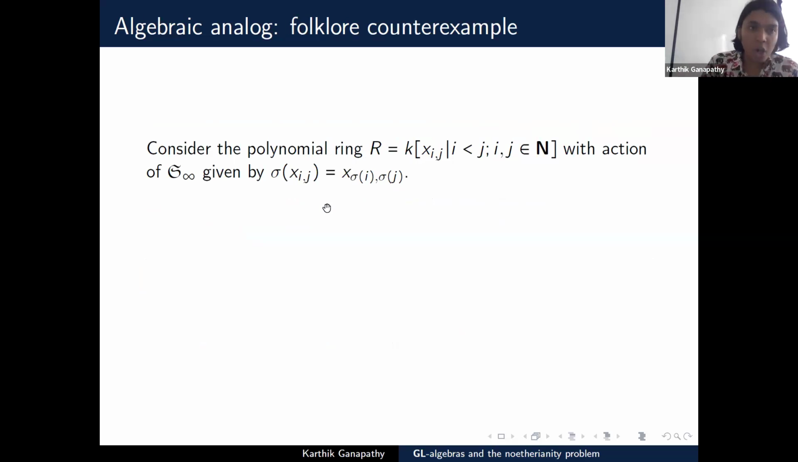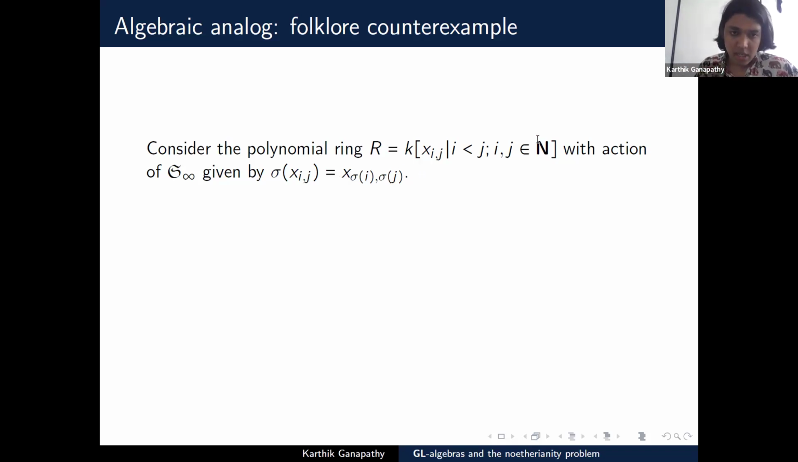So if you consider the polynomial ring R equals K adjoin x_ij with i less than j, and i, j allowed to be in N. So this is again an infinite variable polynomial ring, but the action of S infinity is different. Now sigma acts on x_ij by sending it to x_sigma(i),sigma(j). Okay, so if you look at this, it has essentially two orbits. It still acts transitively on the set of variables.